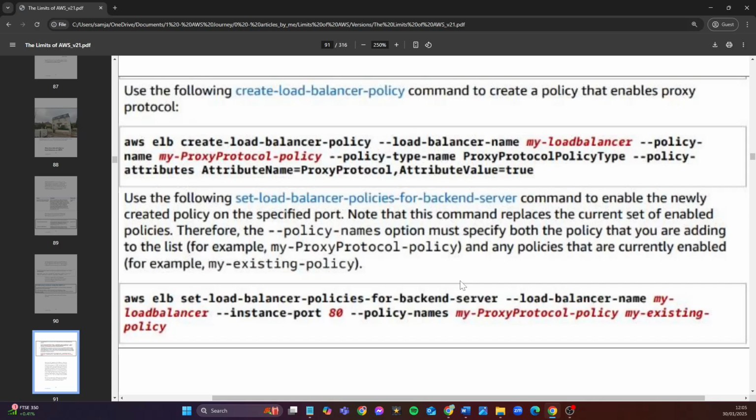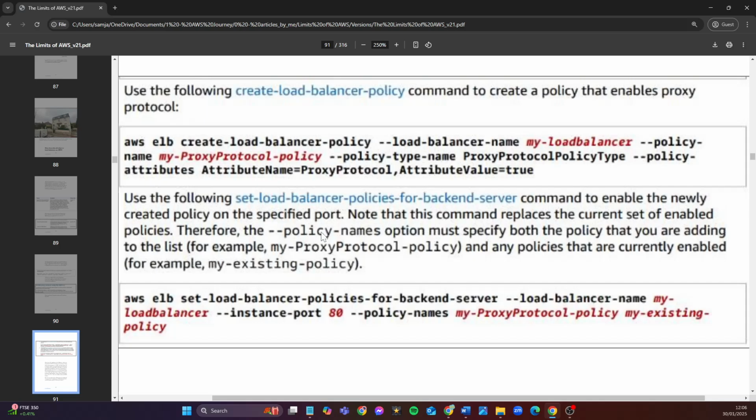So in other words, what we're saying is if you've got 5 policies and you want to add on exactly 1 policy, and you use this command, which is set load balancer policies, and then you specify the one you want to add on, it will replace all 5 with the single one you have added. Oh dear. So they're warning you. What you need to do is include all 6 when you add on that one.